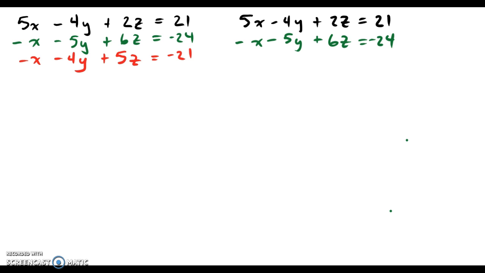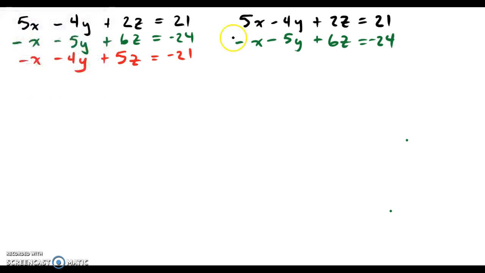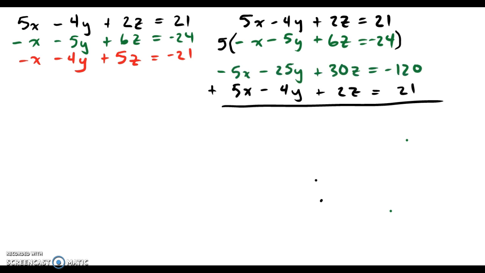So what we're going to do is try to eliminate one of the variables. I'm going to eliminate the x. So the way I'm going to do that is through elimination by multiplying this bottom equation by 5. That way I can just add them up and I will have gotten rid of it. So now I'm going to add these up. When I add them up, I get negative 29y plus 32z is equal to negative 99.